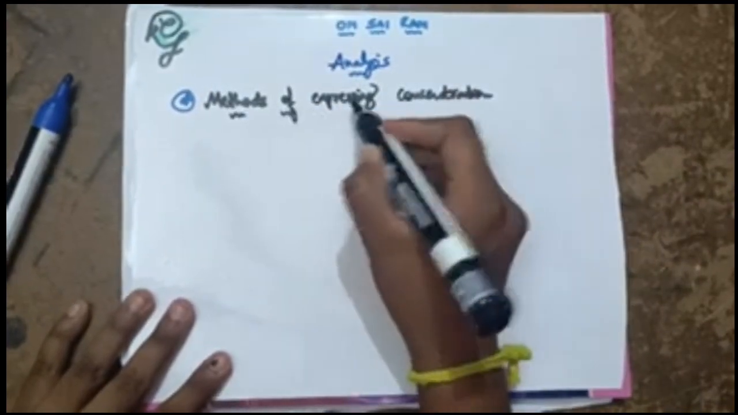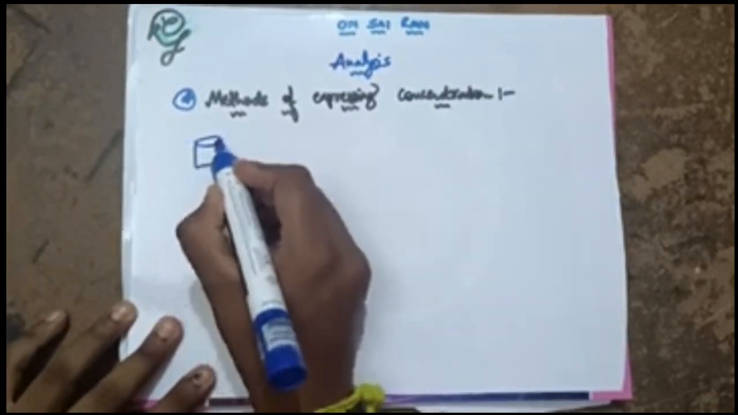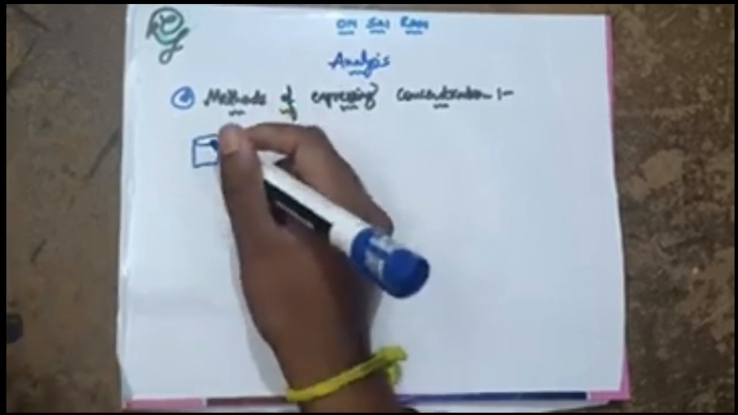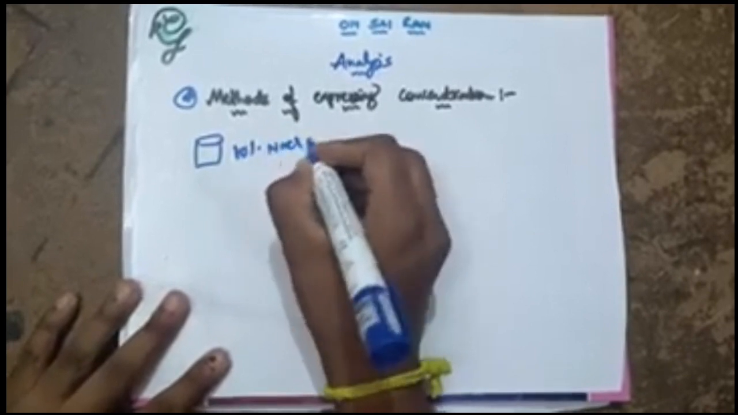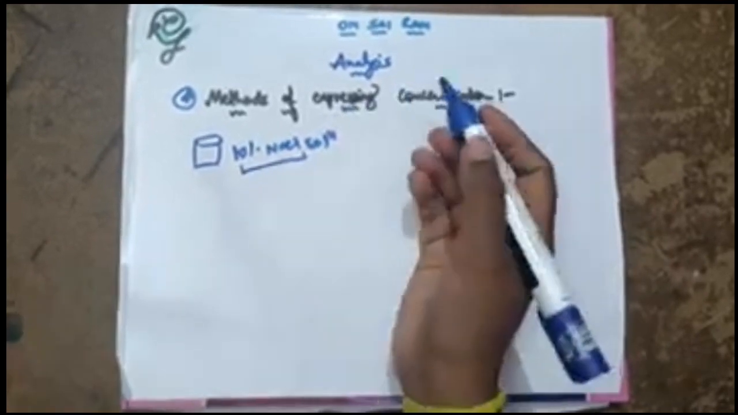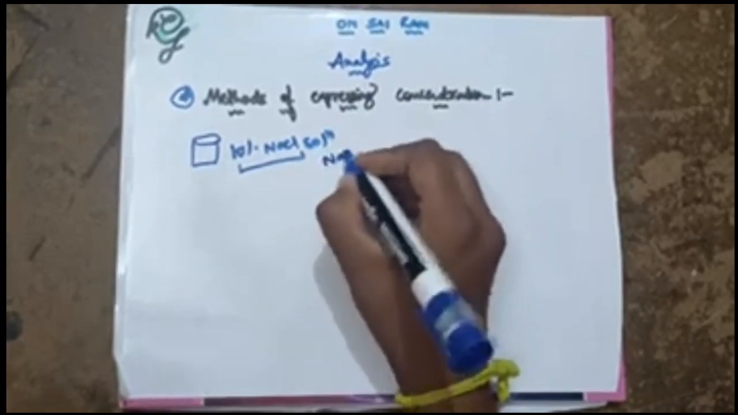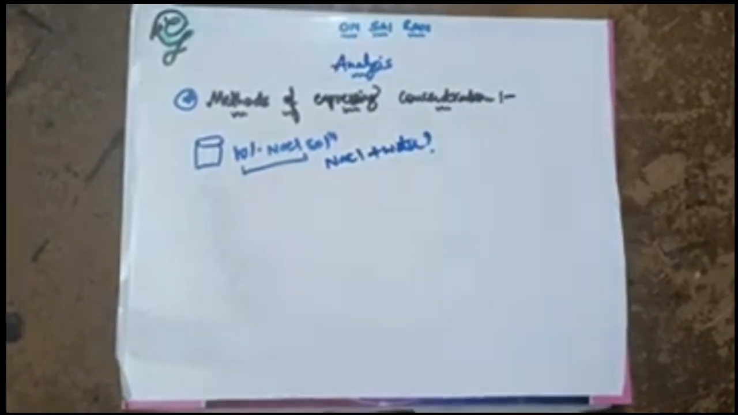Okay, so methods of expressing concentration. Usually, for example, in a beaker, if you wanted to make around a 10% sodium chloride solution, you should know how much sodium chloride you should add and how much water you should add. Am I right? So for knowing this, you should know methods of expressing concentration.